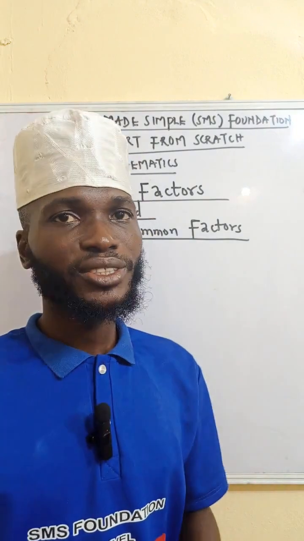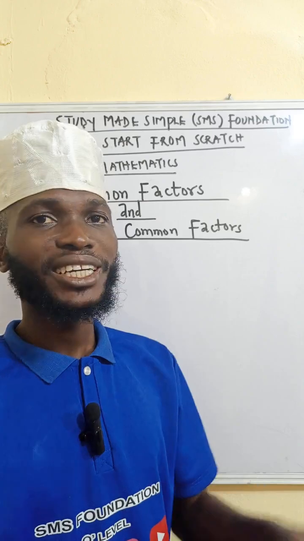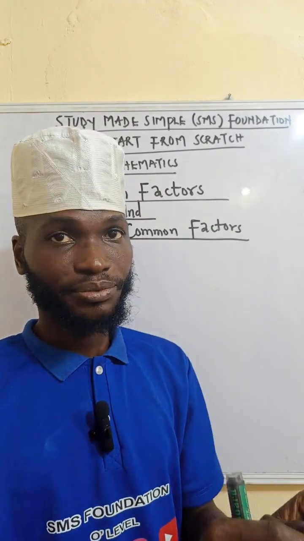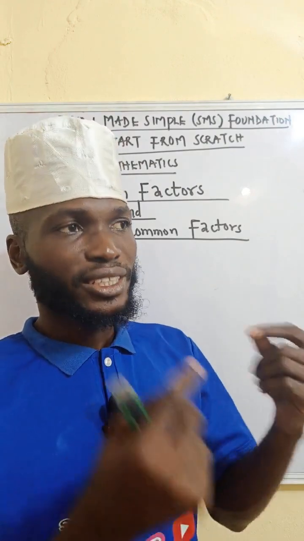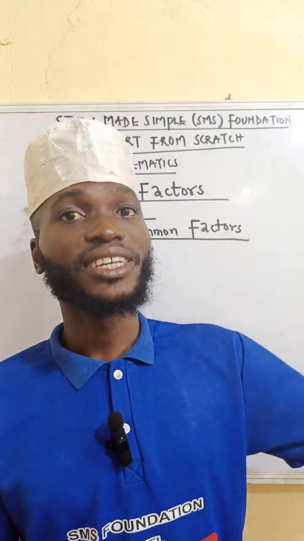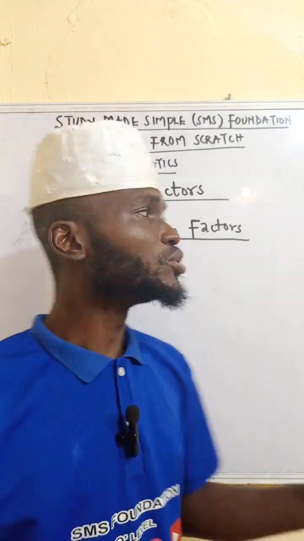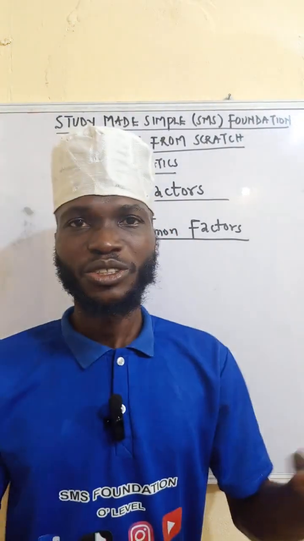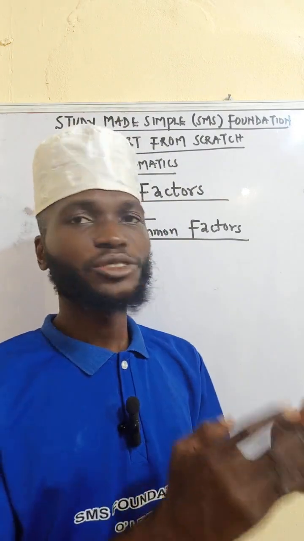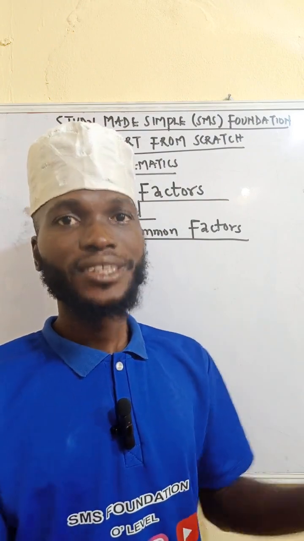I have talked about it in previous videos that a factor is a number that divides another number exactly without a remainder. For example, the factors of 6 are the numbers that can divide 6, such as 1, 2, 3, and 6. Good. When you now say the word common, you know that common is not referring to only one thing. It has to do with two or more things.